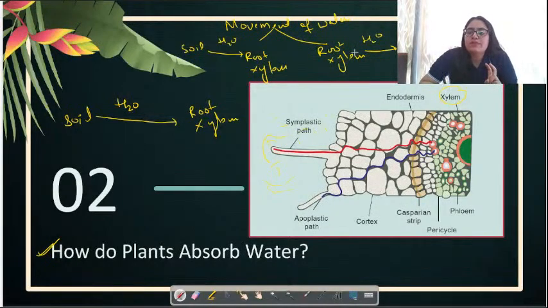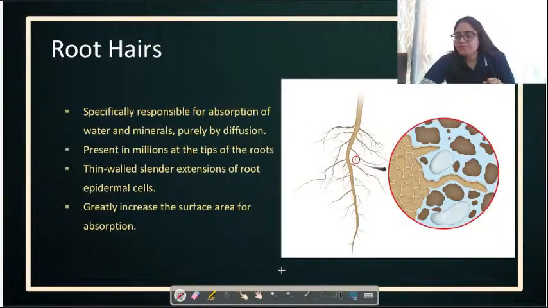And the third one will be where we will understand how water moves from root xylem to stem xylem and then further to the leaf xylem. And this is what exactly is known as movement of water up the plant, right? So now let us see how water is absorbed by plants.